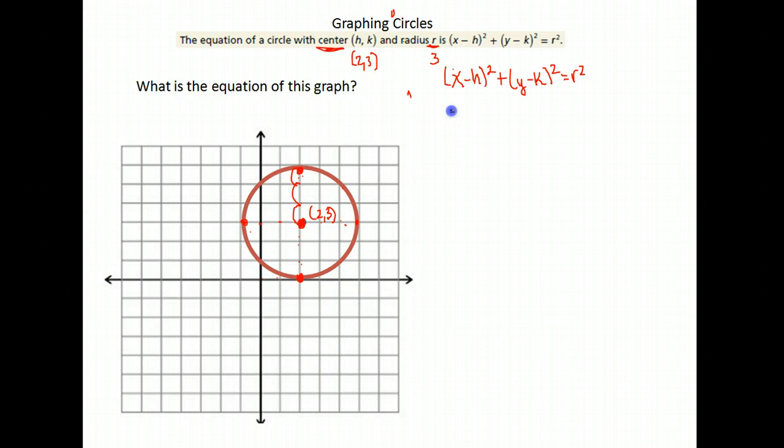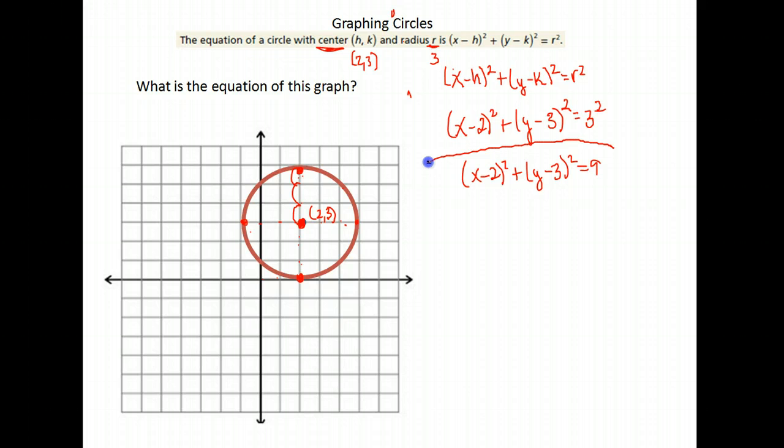Now I just put that in my equation. So I have (x minus 2), that was the x for my center, plus (y minus 3), that's the y for my center, equals the radius, 3 squared. We simplify that. We have (x minus 2) squared plus (y minus 3) squared equals 9. And there we have our equation.